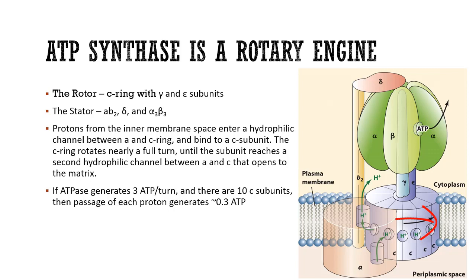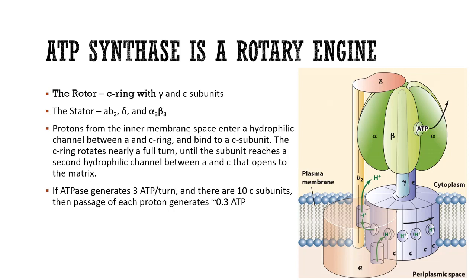As more protons bind, the C ring continues to rotate until it reaches a second hydrophobic channel in the A subunit that opens to the matrix, and the proton then dissociates from the C ring through the A channel into the matrix. The C ring then continues to turn as more protons enter from the inner membrane space.